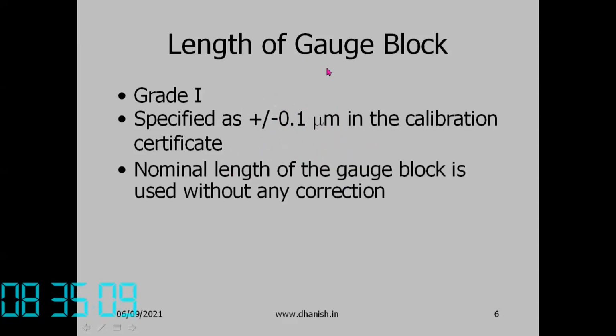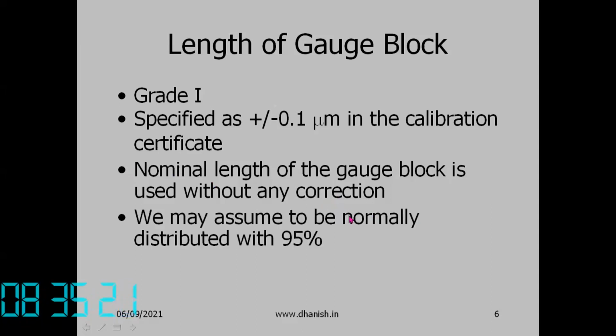Is there a correction for the length of the gauge block? No. The nominal length of the gauge block is used without any correction. Sometimes the gauge block may have some error as given in the calibration certificate. In that case, that value has to be taken. It is specified as plus or minus 0.1 micron in the calibration certificate, so let us assume it to be the expanded uncertainty with 95% confidence.